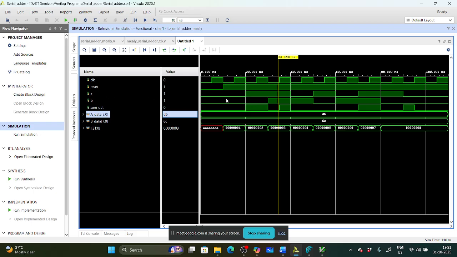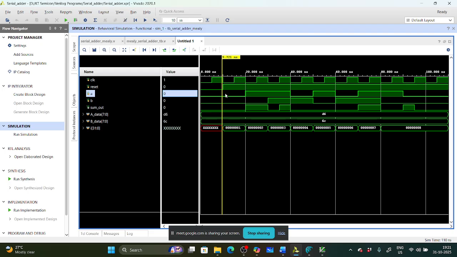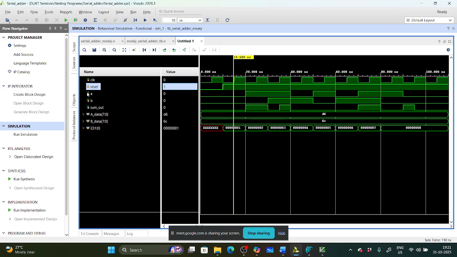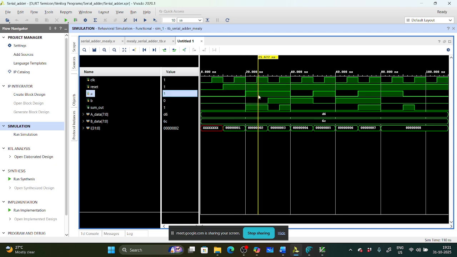Initially this is reset. Reset equal to 0 means it will be in reset mode, and it goes from reset mode to functional mode during the passage of clock. A is 0, B is 0, which means sum is 0. During this passage of clock, A is 0 and B is 1. You are getting sum 1, no? Serially it is adding.